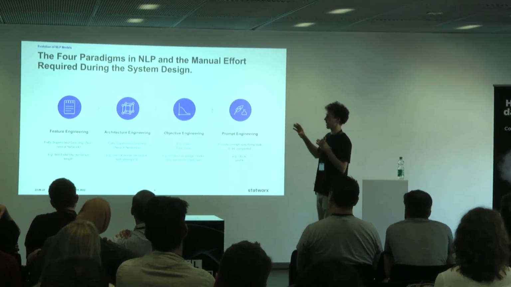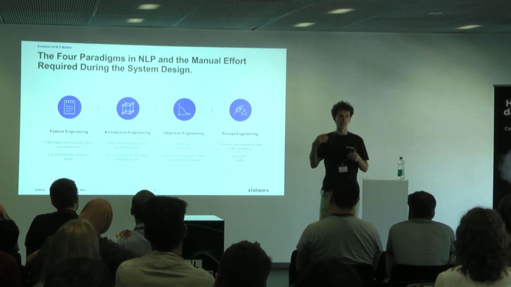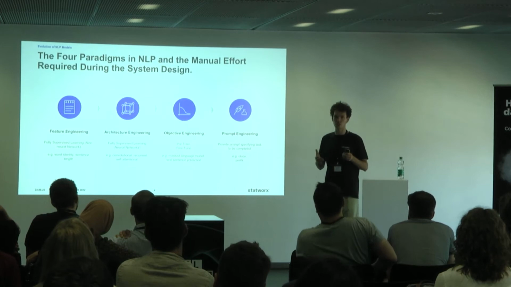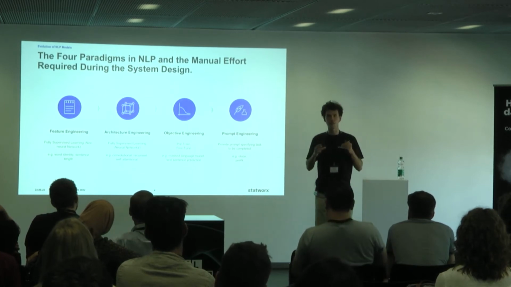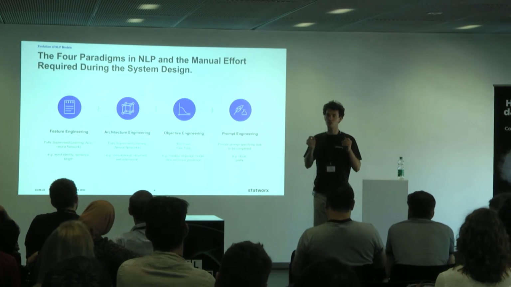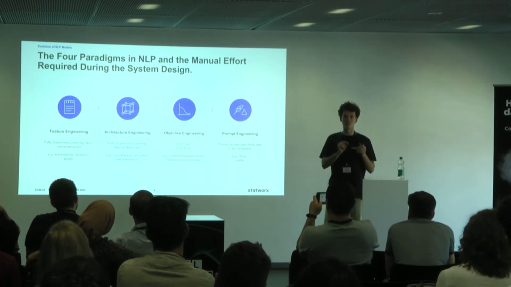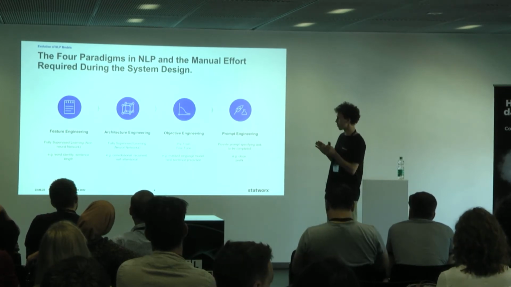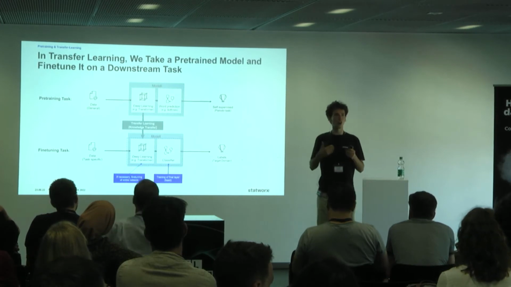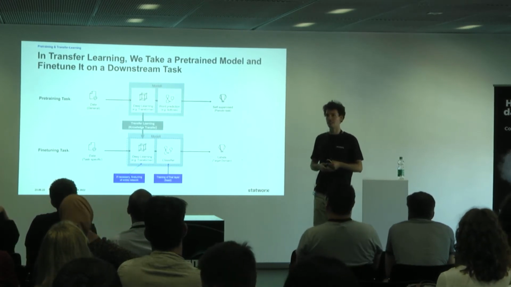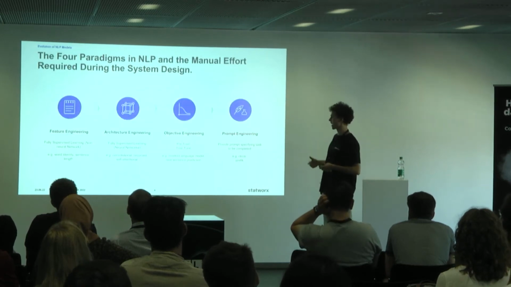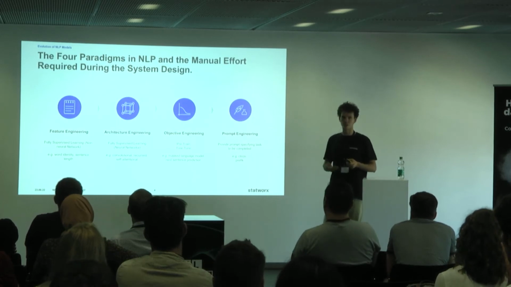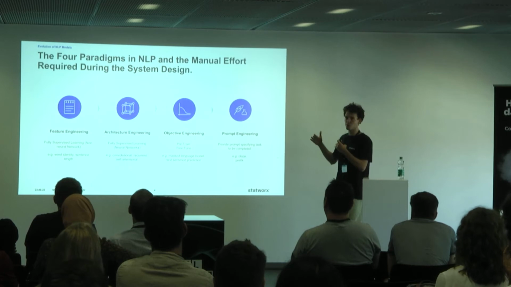Next, there was architecture engineering. Once neural networks came up, there was no need for feature engineering because the algorithm was able to understand the interactions between the features, and therefore we did not have to do any feature engineering anymore. So now we had to decide which architecture we would like to use, and it turned out that there is one architecture that is predominant today, which is the transformer architecture.